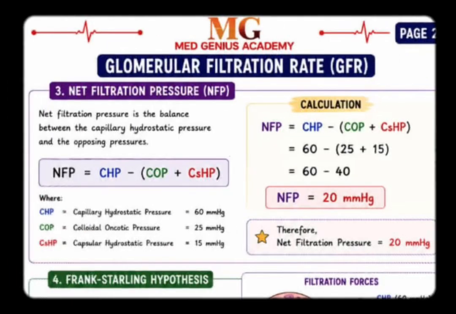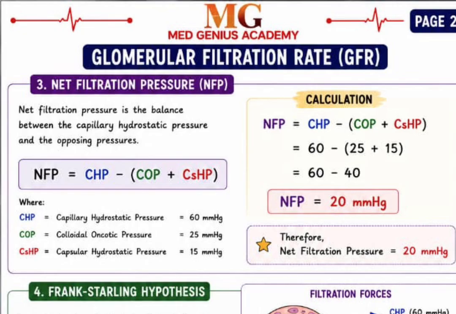So the next one now is what we call the net filtration pressure. So we have talked about the capillary hydrostatic pressure, the colloidal oncotic pressure, the capsular hydrostatic pressure, and now we are talking about the net filtration pressure. The net filtration pressure is the balance between the capillary hydrostatic pressure and the two opposing pressures, which are the colloidal oncotic pressure and the capsular hydrostatic pressure. So to get the net filtration pressure, we have to get the difference between the capillary hydrostatic pressure, which is CHP, and the sum of the colloidal oncotic pressure and the capsular hydrostatic pressure.